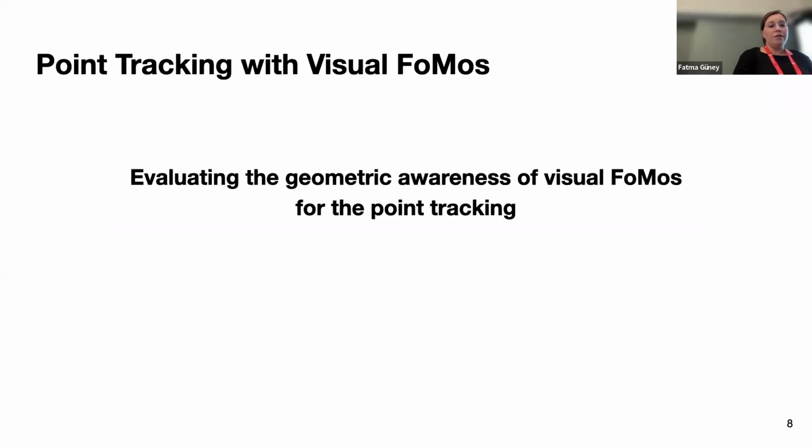Point tracking is different. It extends the correspondence estimation to longer temporal windows. We want to track the same physical point throughout these video frames, and we need to handle appearance changes, occlusions, and so on. It requires different capabilities than 2-view correspondence. That's what I'm trying to say here. And we took these foundation models and checked their performance in point tracking as a way of evaluating their geometric awareness in these complex scenarios.